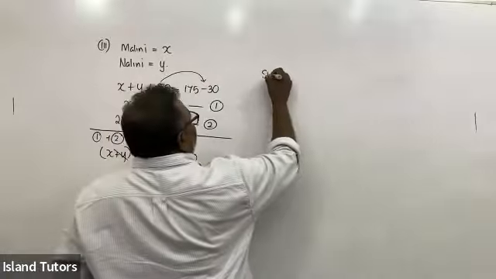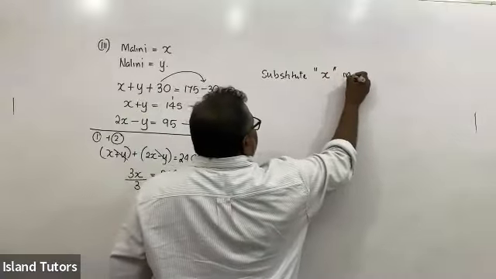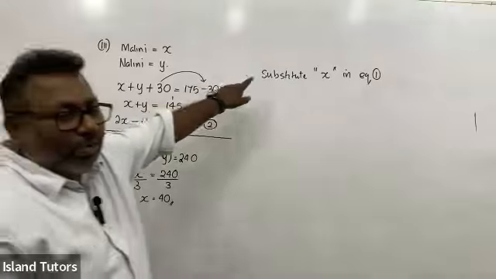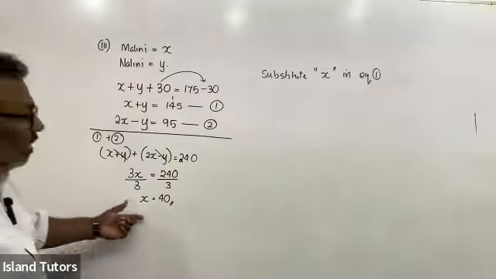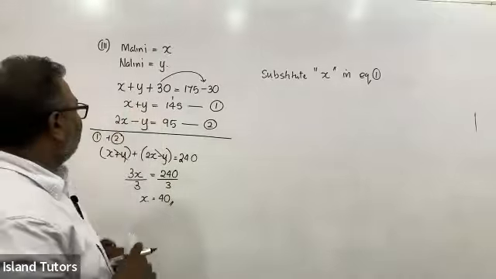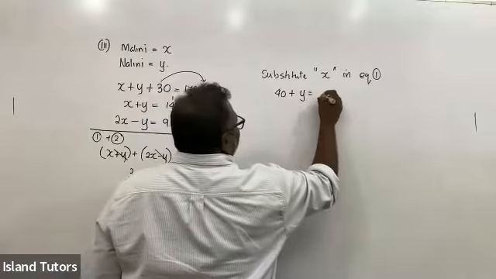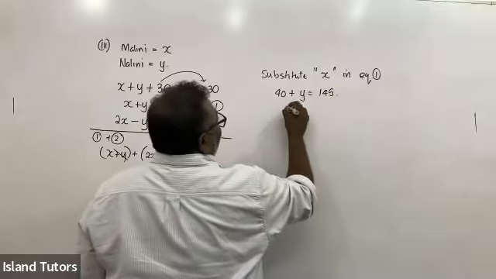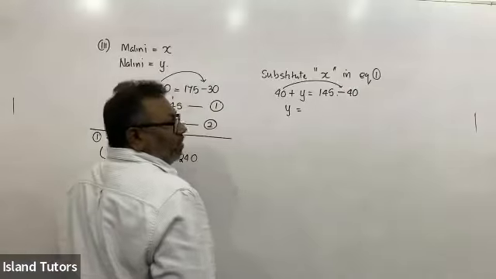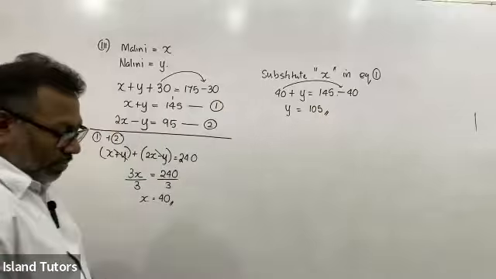Substitute x in equation 1. I'm just writing that for you so that you will remember. So we're going to take the x over here, put it into equation 1 and find out what y is. So x is 40 plus y is equal to 145. Y therefore is, take the 40 to this side, so you minus 40 here. 145 minus 40 is 105 rupees.